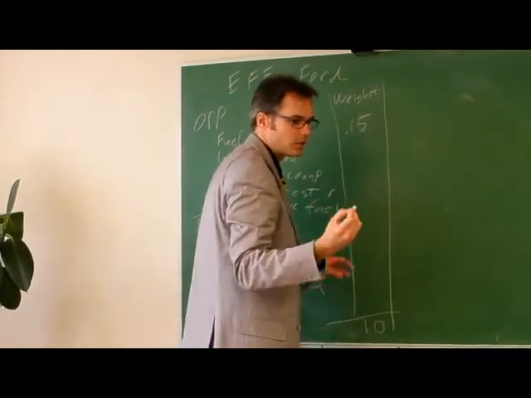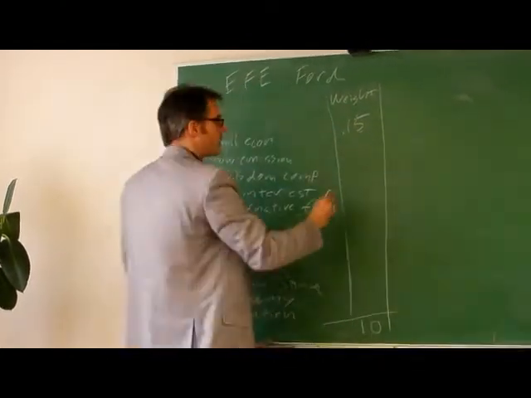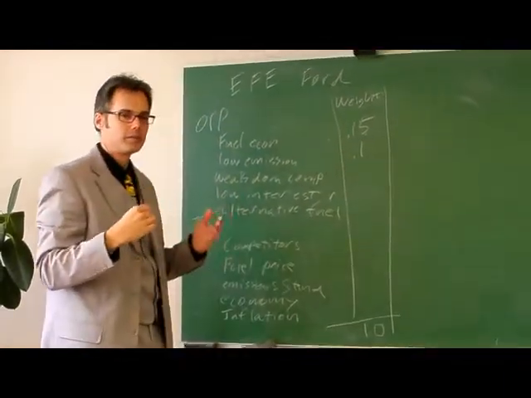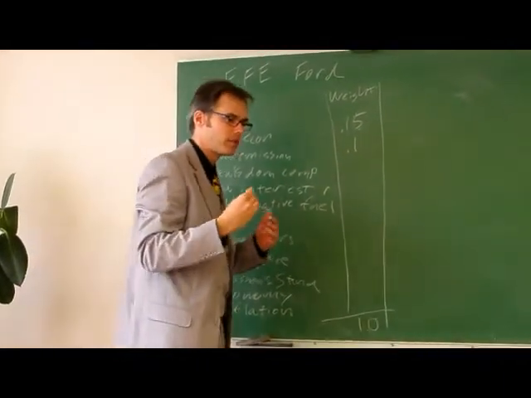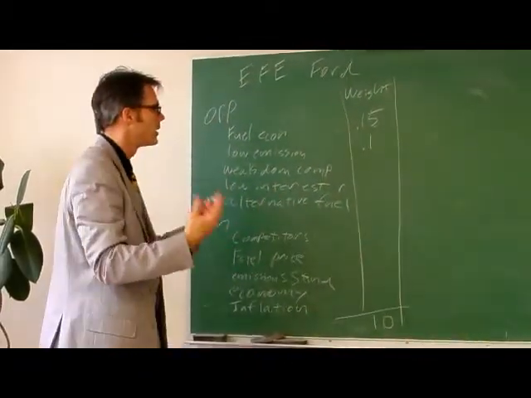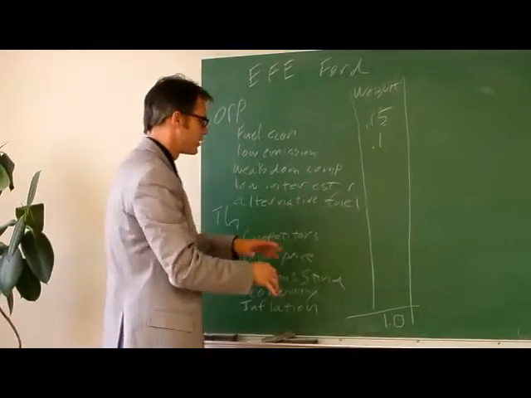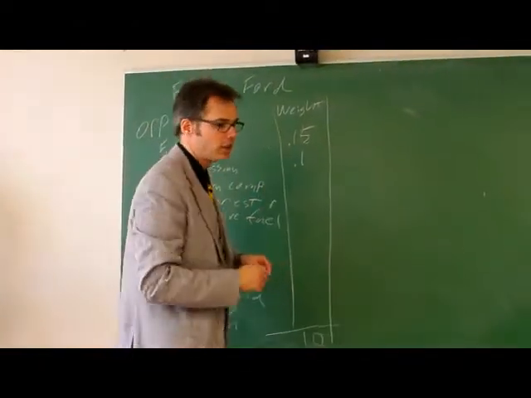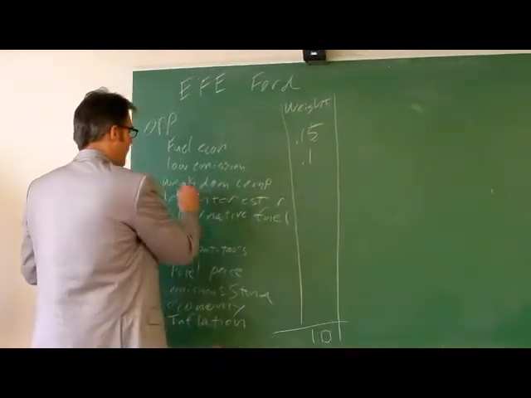Okay. Low emissions. Let's give that one a 0.1. I like to use multiples of 5, or either 0.05, 0.15, 0.25, 0.1, 0.2. Makes it a little easier to come together. You don't need to do that, though. You can go 0.0325, and as long as it all equals 1, it doesn't matter.